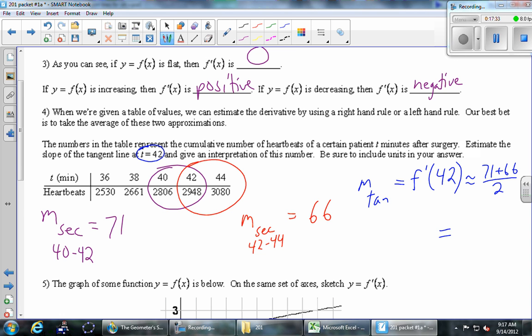All right, what do we get? That's 68.5. Double check me on that. Yes. Okay, so f prime of 42 is roughly 68.5.